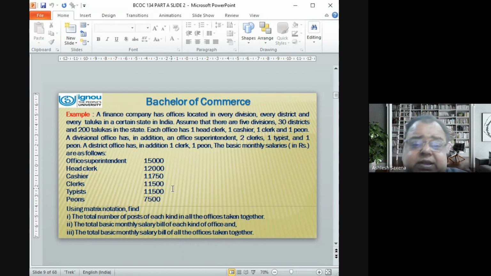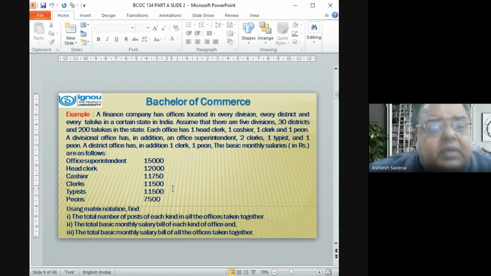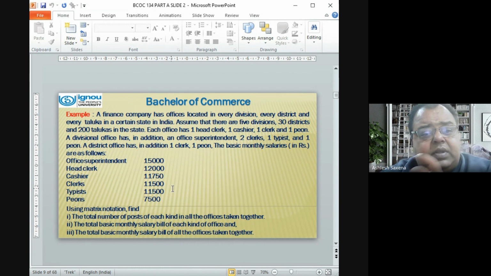Now the thing is what the problem states. We are talking about a state in India. That state has offices. That state has divisions. First is division, second is district, and third is taluka. In these three, there are 5 divisions, 30 districts, and 200 talukas in the state.